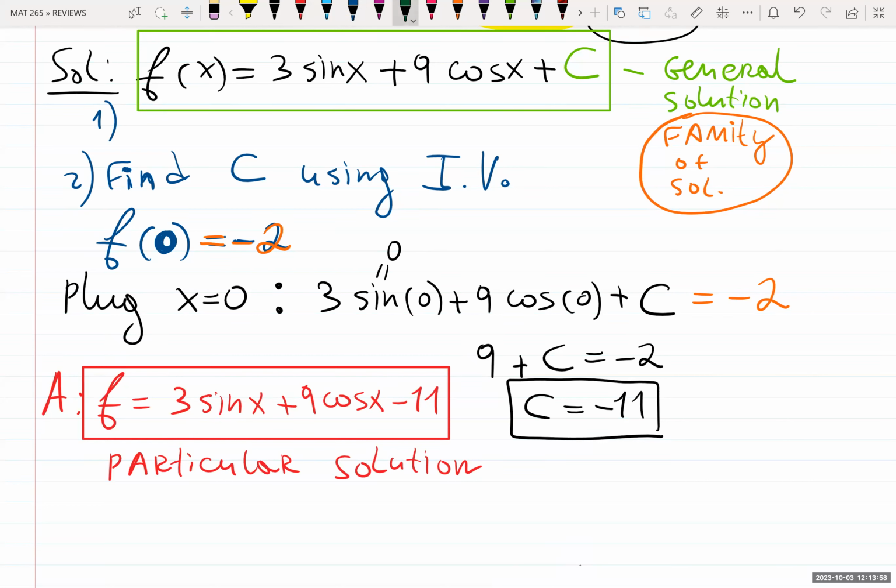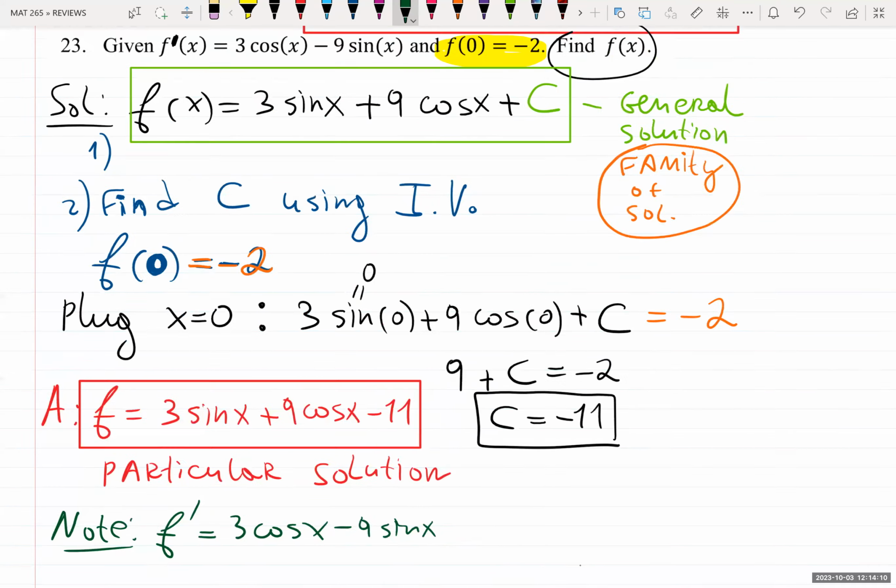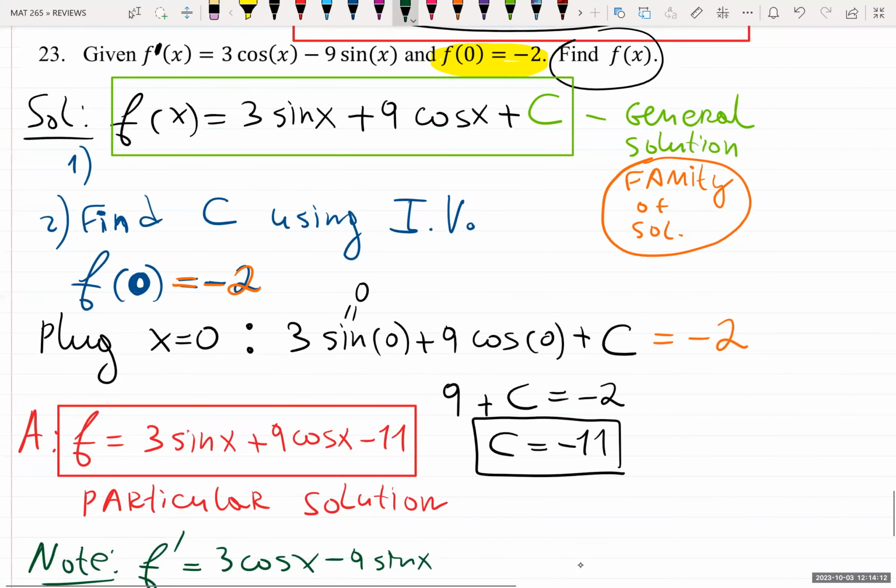Note, you can check your answer if you have time. You can actually differentiate f and see if it matches the original thing they gave you. It would be 3 cosine x minus 9 sine plus 0. Wait a second, that's literally what they gave you. It matches. So these problems are good because you can check that it matches the original.